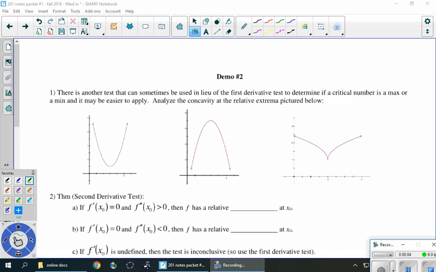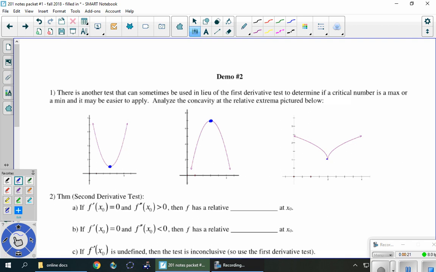Lesson 11, demo number 2. There is another test that can sometimes be used in lieu of the first derivative test to determine if a critical number is a max or a min, and it may be easier to apply. Analyze the concavity at the relative extrema pictured below. So I'm going to put a dot at the relative extreme points.